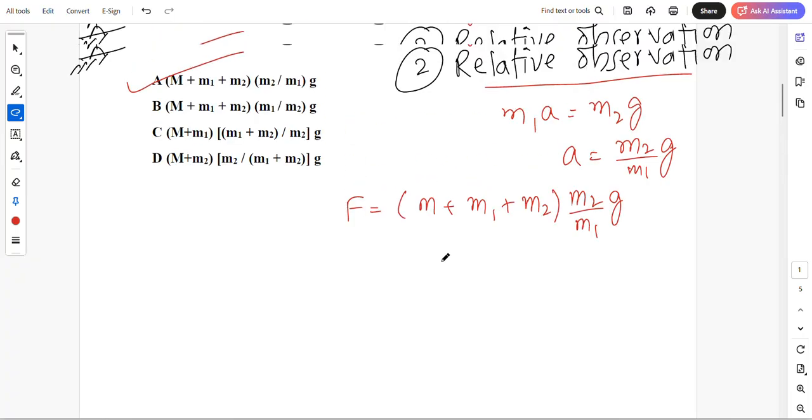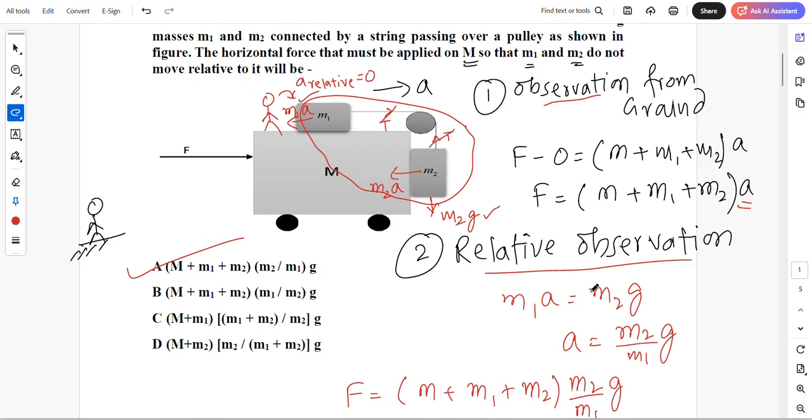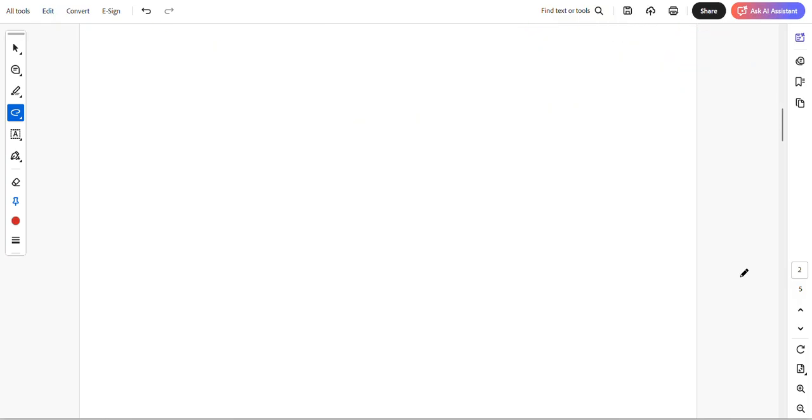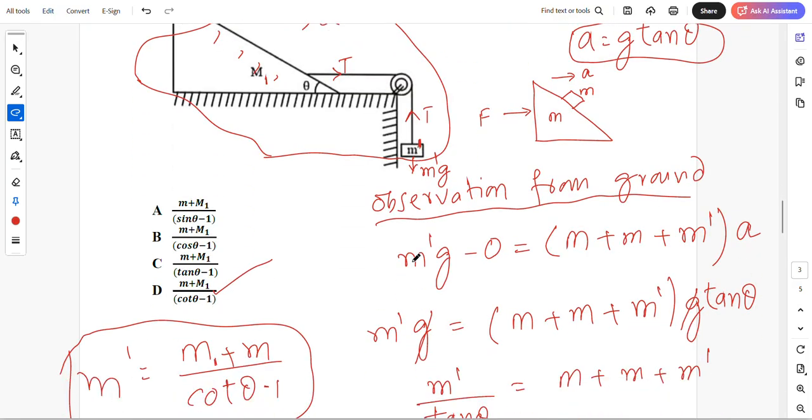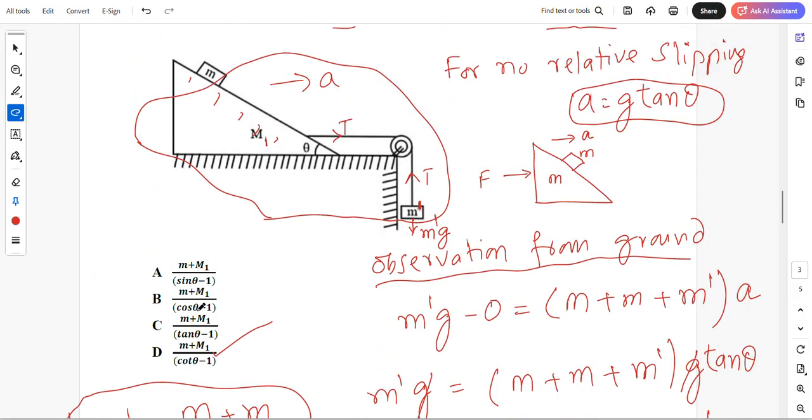Now in the previous sum, we observed it from ground, and later observation we got a, because there u is equal to 0 and forces are balanced. Here again, if we observe from ground, we are simplifying for M dash. Hope you understood this. Already we know for no relative slipping, a is equal to g tan theta.